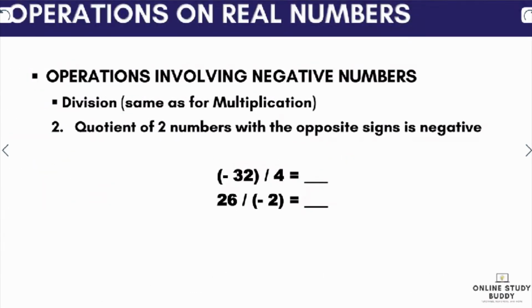Next rule, the quotient of two numbers with opposite signs is negative. So, if we have negative 32 divided by 4, yung result natin is a negative number. So, it will be negative 8. Then, 26 divided by negative 2, we have negative 13.